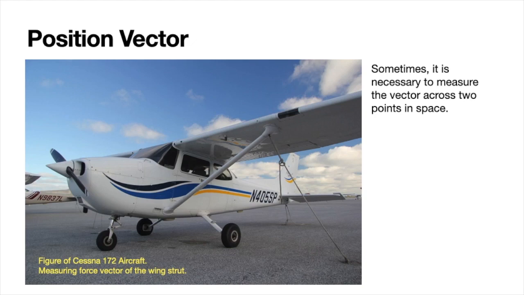As you can see, the picture over here is actually a figure of a Cessna 172 aircraft. So let's say you need to measure the length or the force vector of the wing strut as shown. The line of the wing strut is connecting between 2 points in space. Let's call these 2 points point A and point B.